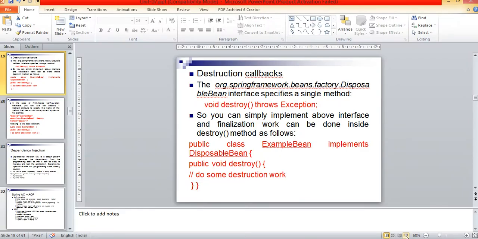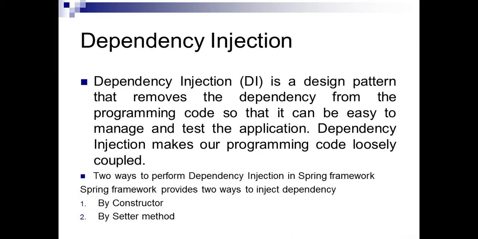Now in this lecture we are going to learn the most important feature and the heart of the Spring framework, dependency injection. Dependency injection is a design pattern that removes the dependency from the programming code so that it is easy to manage and test the application. Dependency injection makes our program code loosely coupled, so no code depends upon another. There are two ways to perform dependency injection in the Spring framework: by using a constructor and by using a setter method to inject a dependency.